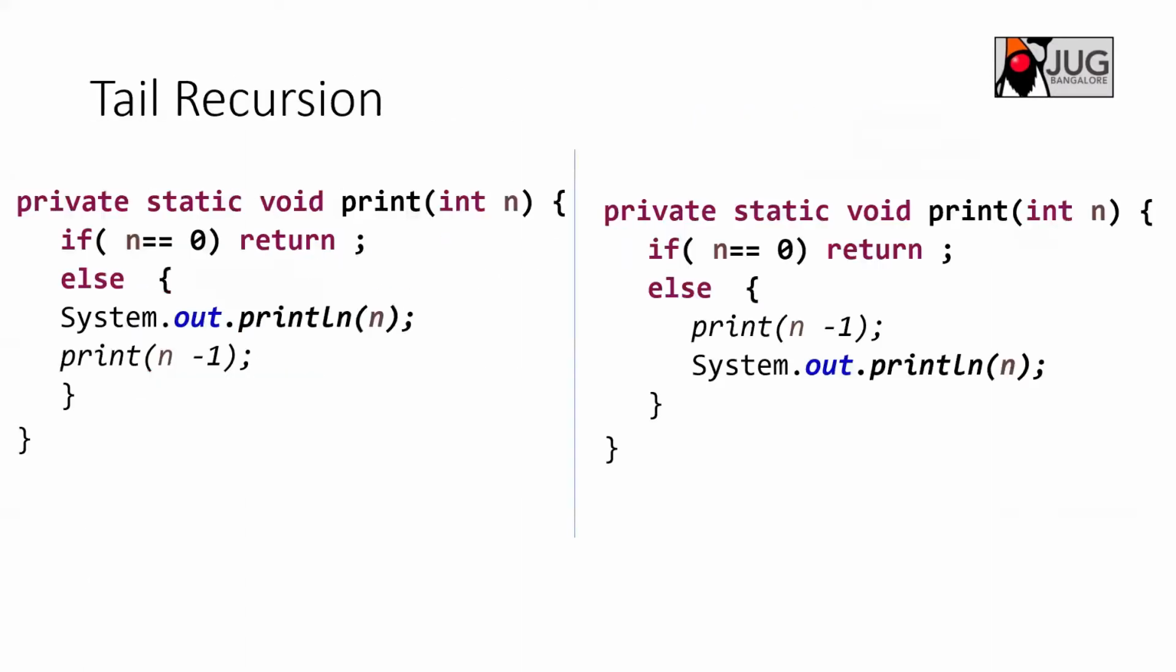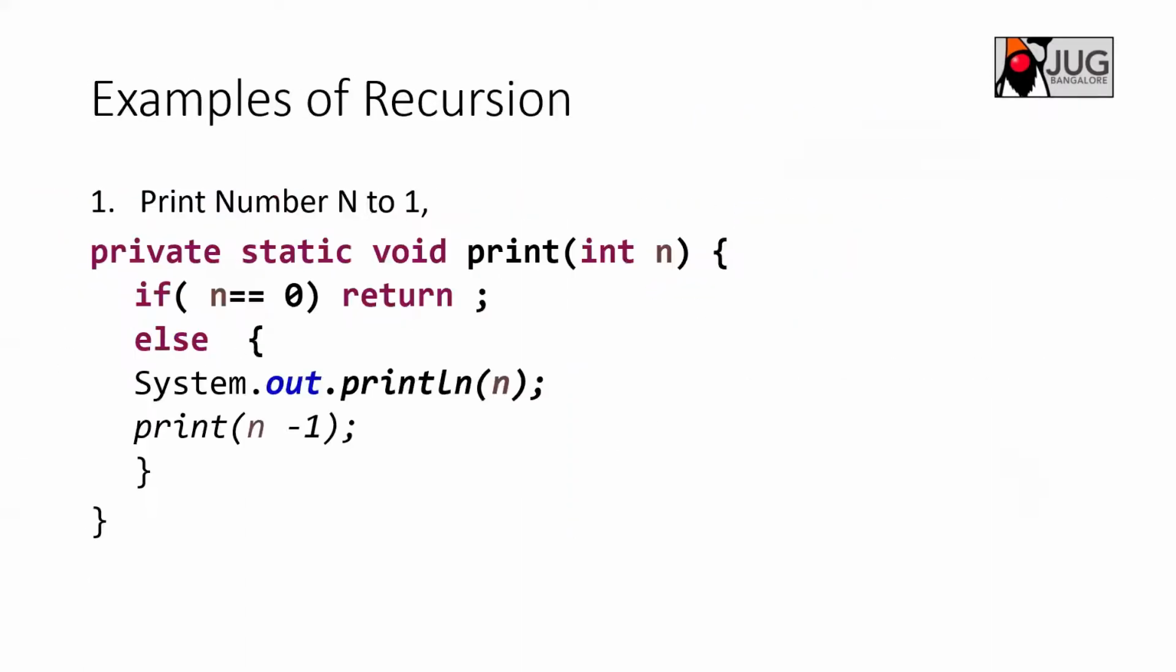Let's say another example. Here, instead of printing from 1 to n, if you want to print n to 1, like in reverse order, for example, given n equal to 5, you have to print 5 4 3 2 1, like that. So what can be done?